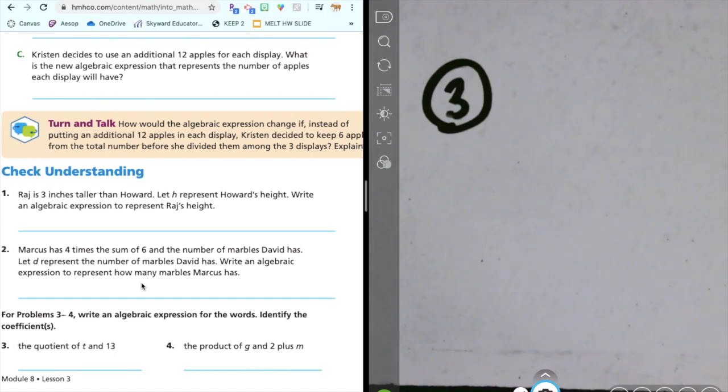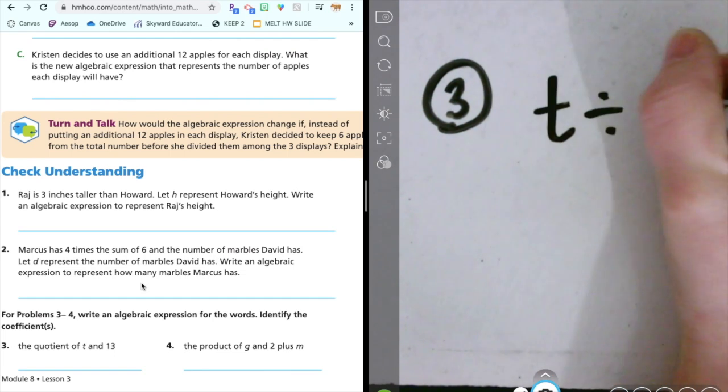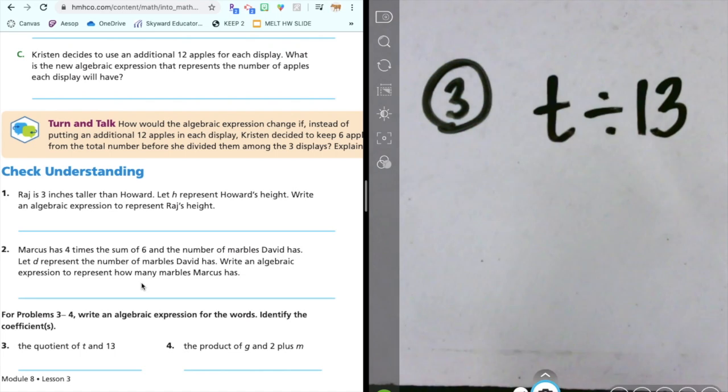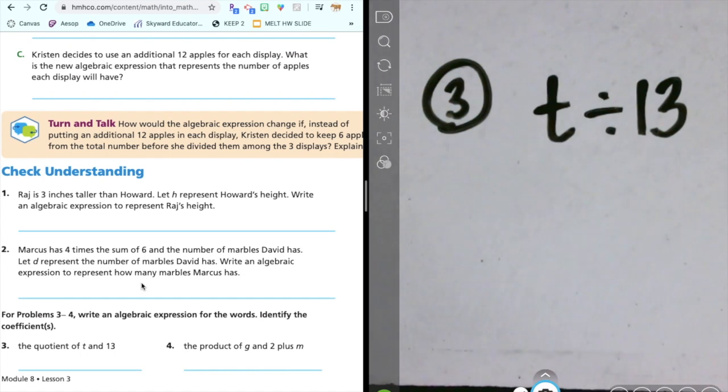All right, so number 3 says the quotient of T and 13. Quotient means to divide, and it says T and 13. Look at them using that letter I told you not to use. Yeah, T divided by 13. So it has to go in the order that it gives it to you. It says T and 13. The order of division matters. Try number 4 on your own.